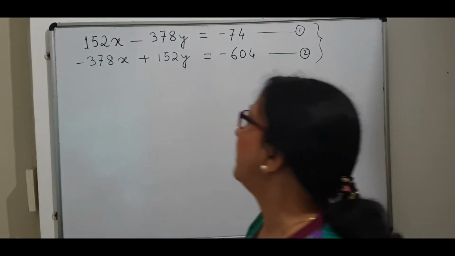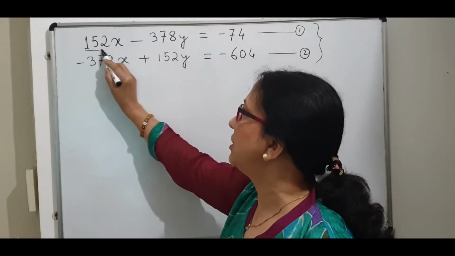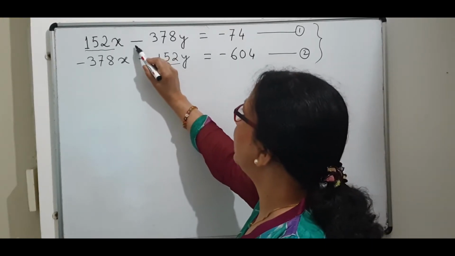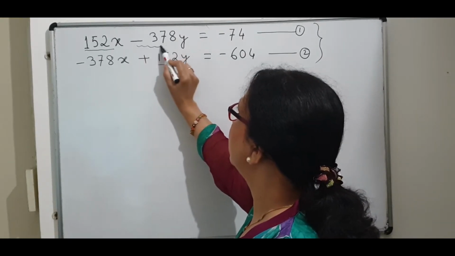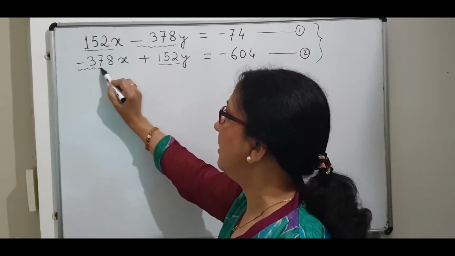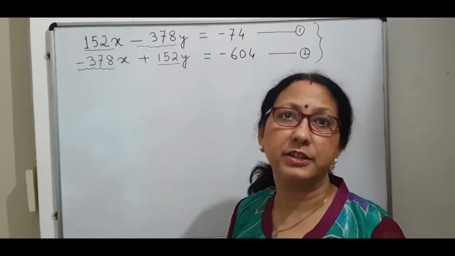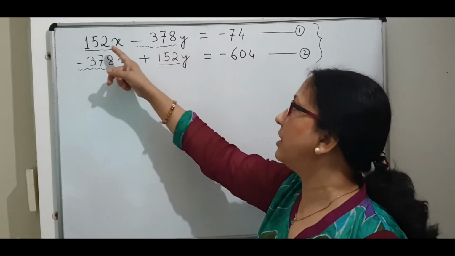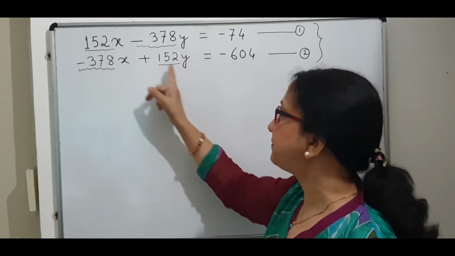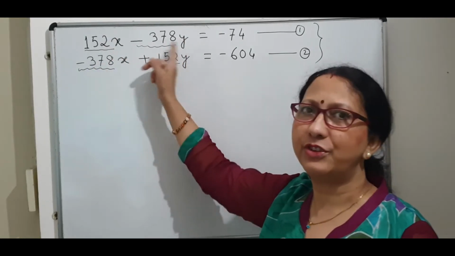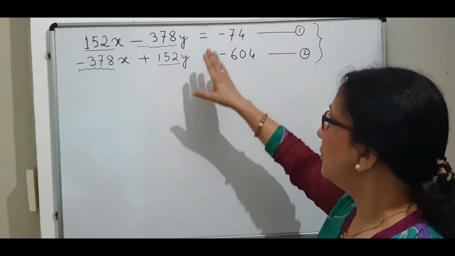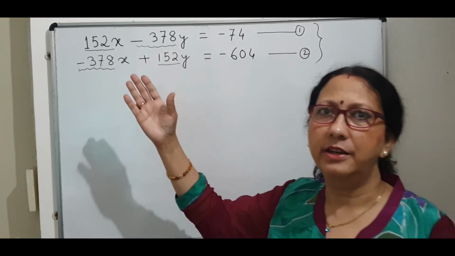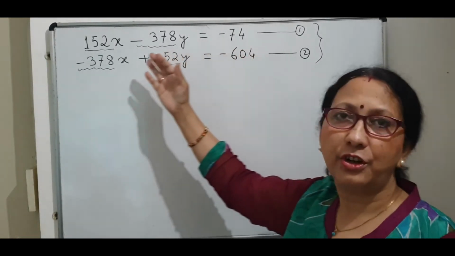That means the coefficient of x in the first equation is the coefficient of y in the second equation, and the coefficient of y in the first equation, which is minus 378, is the coefficient of x in the second equation. So this is typical of this type. These are known as equations with interchanging coefficients. X and y get their coefficients interchanged in the other equation. If this is the situation, then we can very easily manage the solution of this kind of equations.